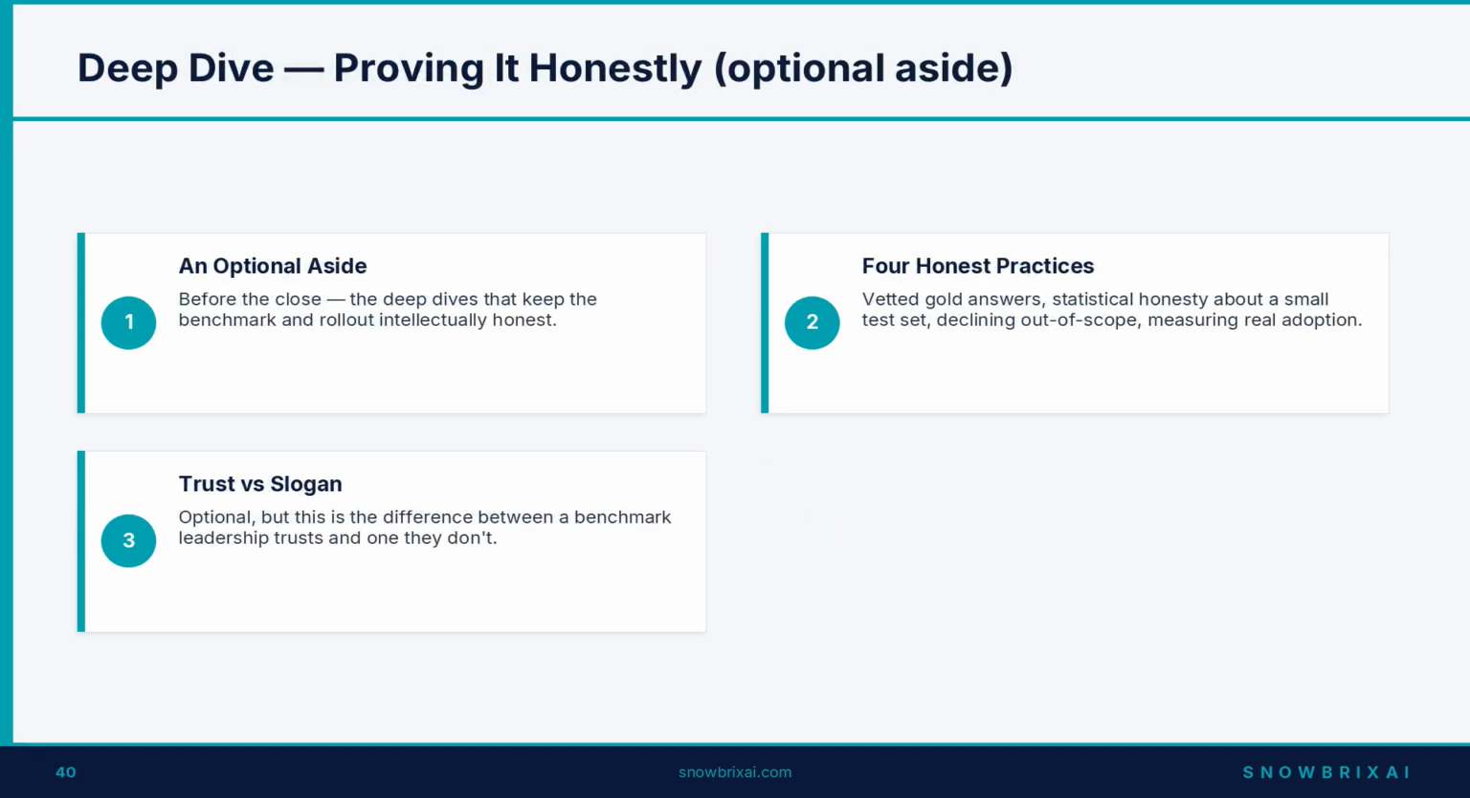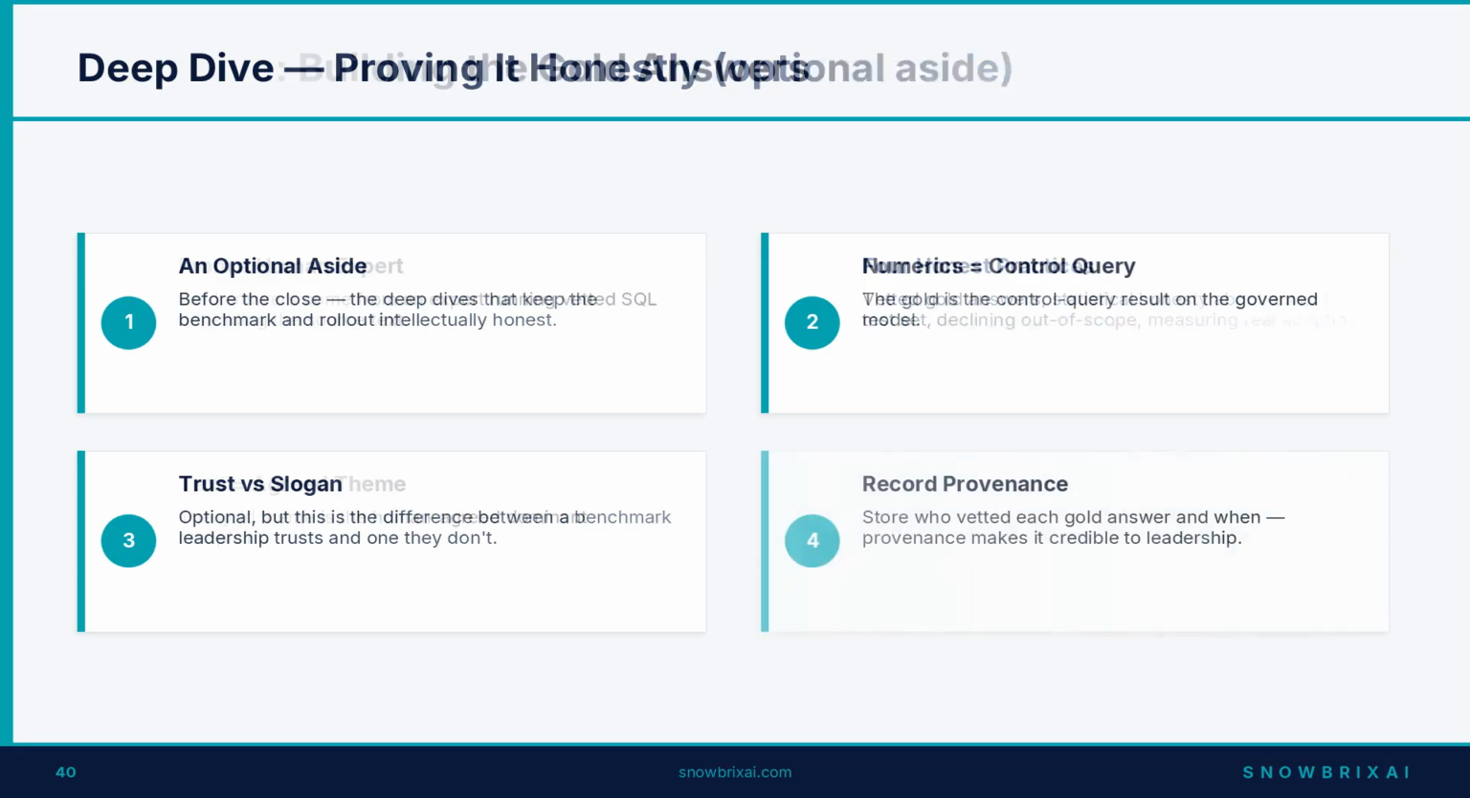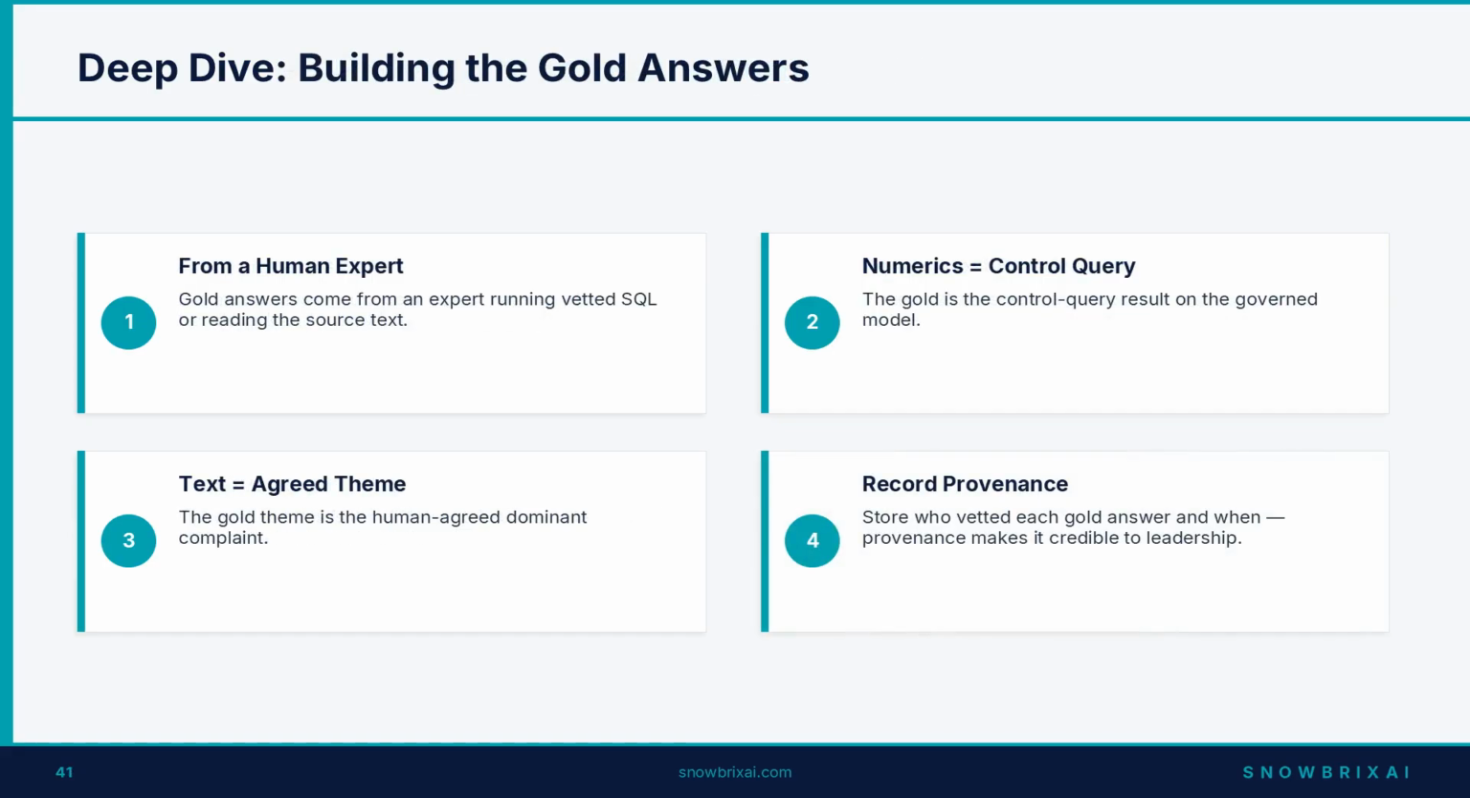One optional aside before we close. These are the deep dives that keep the benchmark and the rollout intellectually honest: building the weighted gold answers, being statistically honest about a small test set, declining the out of scope questions, and measuring real adoption. Optional, yes, but this is the difference between a benchmark leadership trusts and a slogan they do not. So, where do the gold answers come from?